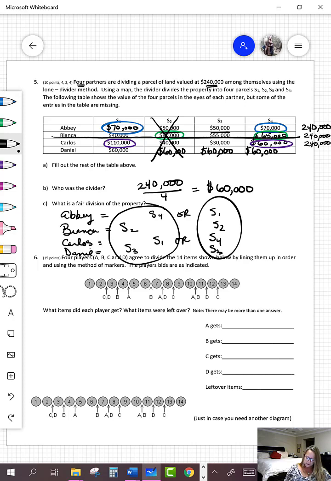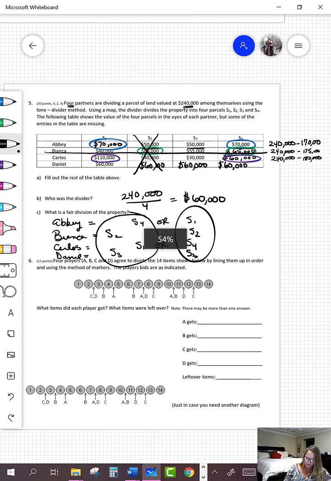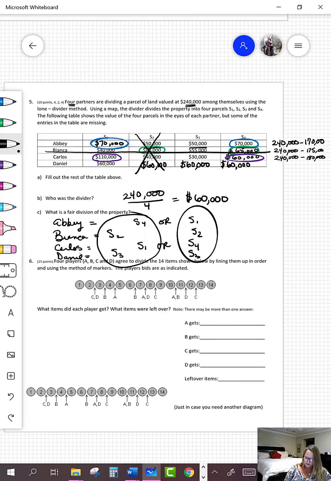Okay, so the first part, fill in the rest of the table, is worth 4 points. Give yourself 4 points if you got that correct and you showed your work. Second part, who's the divider? That was, and I didn't put it in here, Daniel. And then how did you split it up as a fair share?